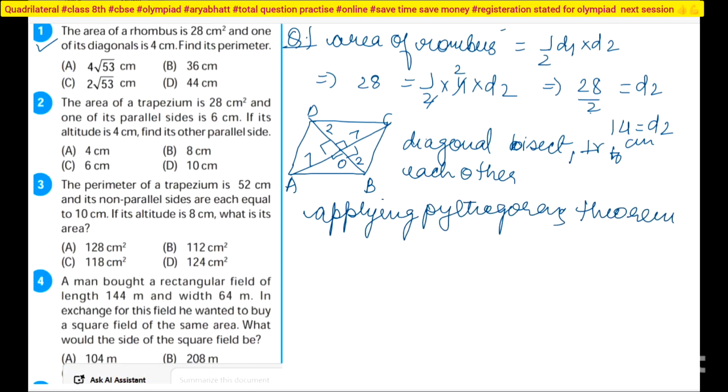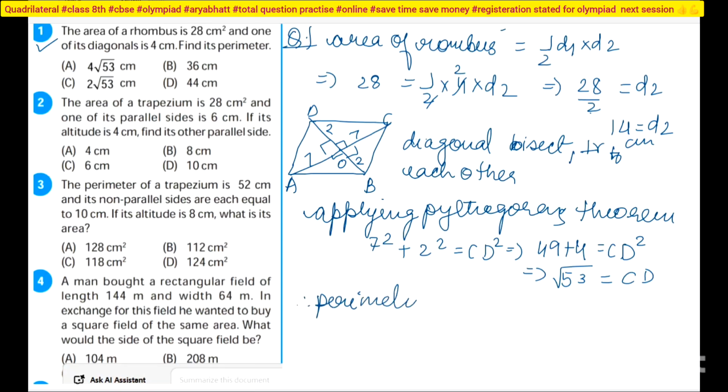So when I apply Pythagoras theorem, what I will see is that 7 square plus 2 square is equal to CD square. Now this implies that 49 plus 4 is equal to CD square, or I can say that root 53 is equal to CD. Now the perimeter will be what? All the sides of a rhombus are equal. Therefore, the perimeter will be 4 into root 53 centimeter. Why? Because all sides are equal. So the option will be A.